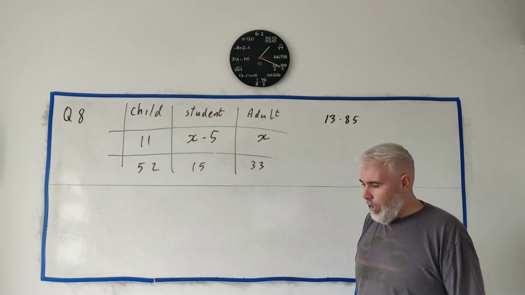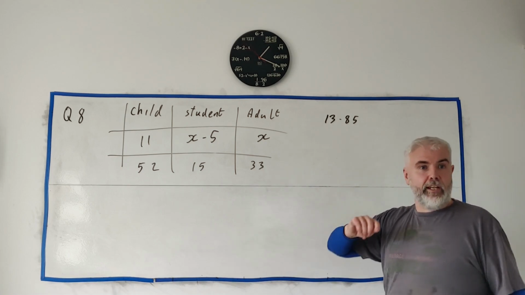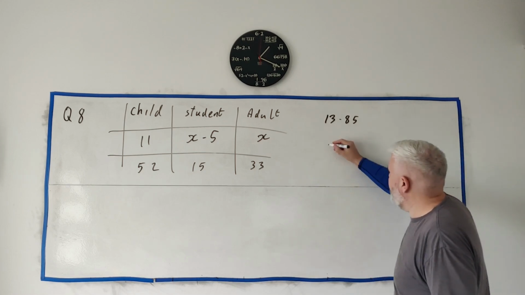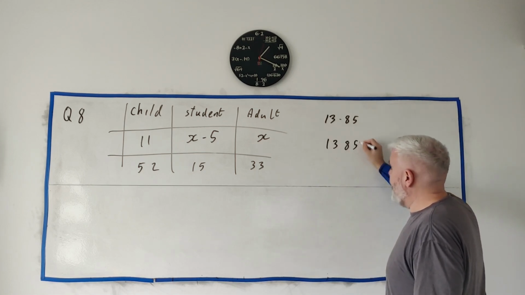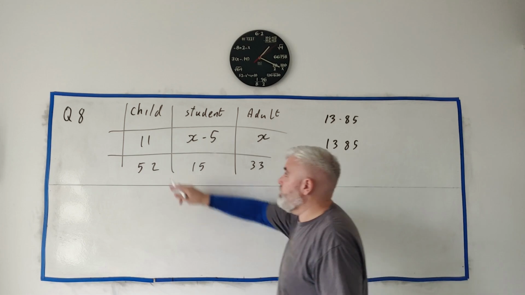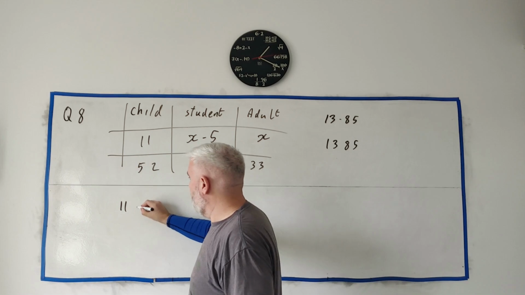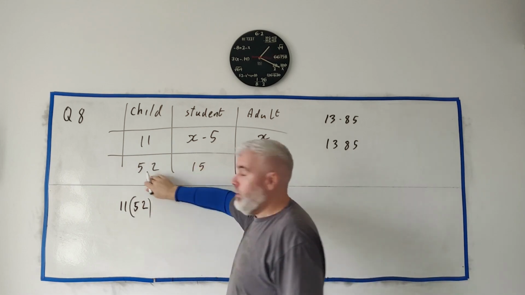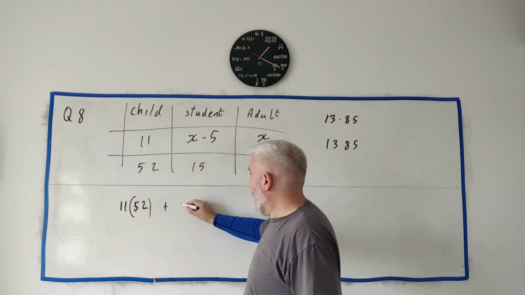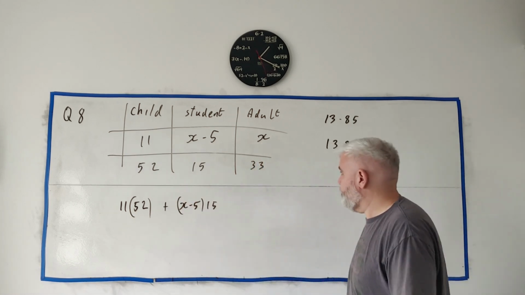Now forget that. A much easier way I find students like it is, imagine we sell 100 tickets. This is the value of one ticket, expected value. 100 tickets would be 1,385. We also know 52 out of 100 tickets are children. So hopefully this will make more sense. €11 multiplied by 52 is how much I sold the children tickets for. Plus X minus 5, I don't know the number yet, but multiplied by 15 of these tickets.